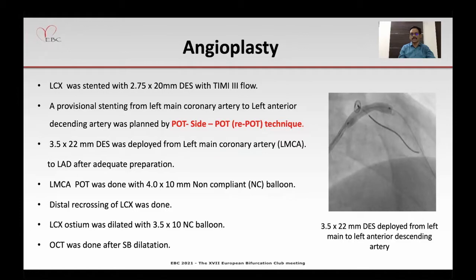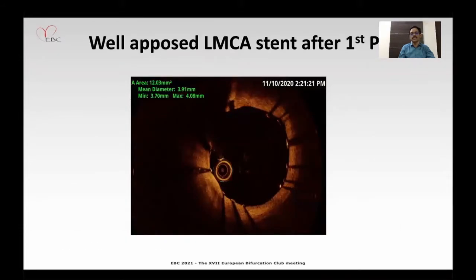As the REPOT technique requires, a distal recrossing of LCX was done, and the LCX ostium was dilated with a 3.5 x 10 NC balloon. Following the first POT as well as after the side branch dilatation with the NC balloon, 2 OCT runs were done. The first, after the first POT, before the distal recrossing into the side branch LCX and dilatation of the LCX ostium, showed a very well apposed LMCA stent.